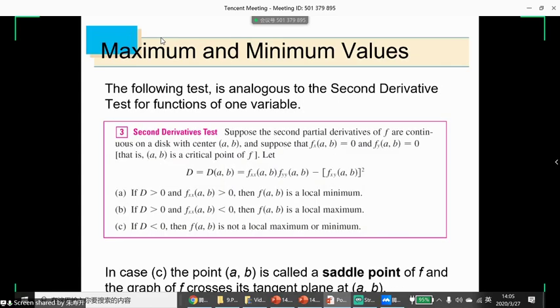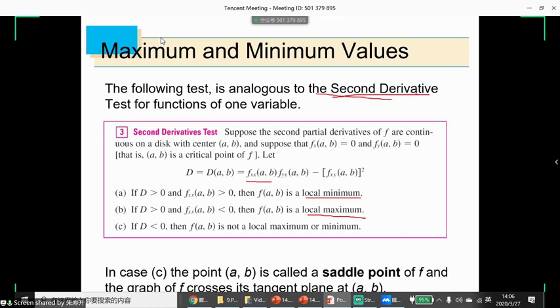The following test is analogous to the second derivative test for functions of one variable. Here is a method to know if a point is a local minimum or local maximum. We should use the second derivative.